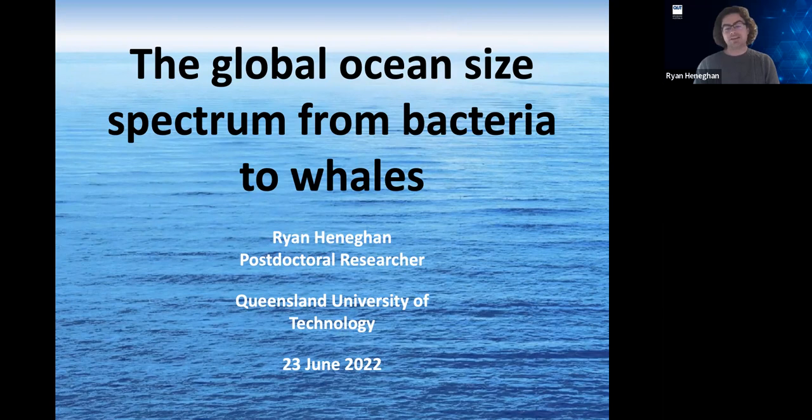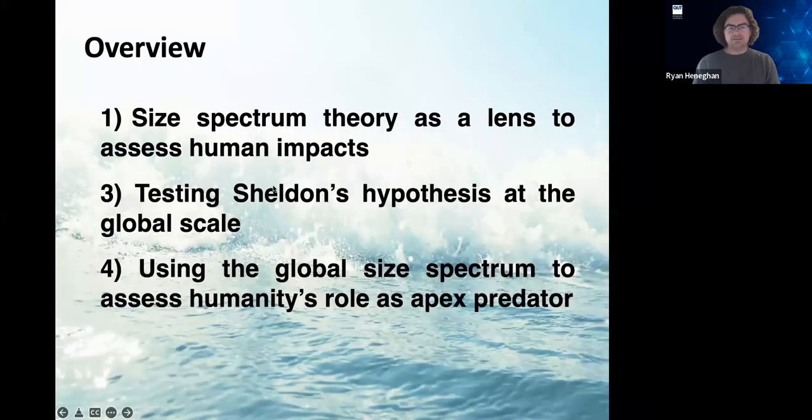And you find this interesting. But to start, first of all, just a bit of an overview of what we are talking about. I'll start by taking a step back and thinking about using size spectrum theory as a lens to assess human impacts. Then we'll look at a bit of the history of the size spectrum and specifically the Sheldon hypothesis. There was size spectrum theory before Sheldon, but it was Sheldon's paper back in the 70s that kicked off the last 50 years of size spectrum observations and size spectrum modeling. So we'll talk about that.